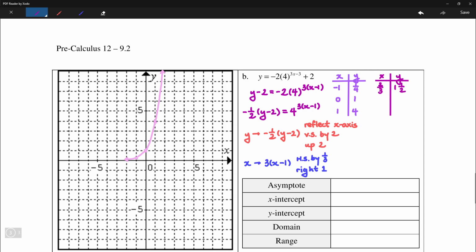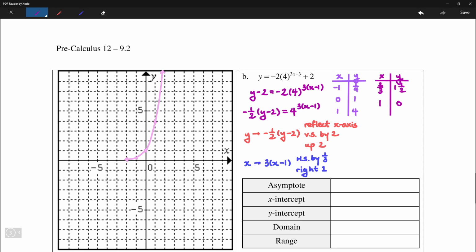Okay, second point, 0, 1. Let's start with the x variable. The horizontal stretch doesn't do anything to the 0, and then it's going to be moved right 1 space, so it's going to be 1. Very similar to the y value. Let's see here. We have 1. Reflect over the x-axis gives us negative 1. Vertical stretch gives us negative 2. And then up 2 gives us 0. So it's going to be 1, 0 on the new graph.